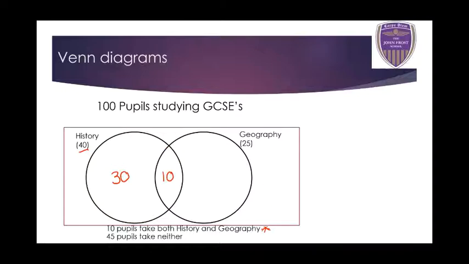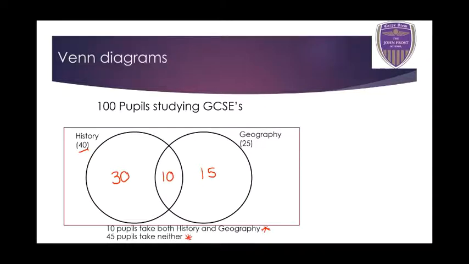If we now look at the geography circle, this circle represents 25 pupils. Now, we already know 10 of those also do history. So 10 plus something is 25, and that has to be 15. You can double check it. In this circle should be 25 people. 10 plus 15 is 25. Perfect. Happy days. And then the last part of this information, we can actually have information outside Venn diagrams.